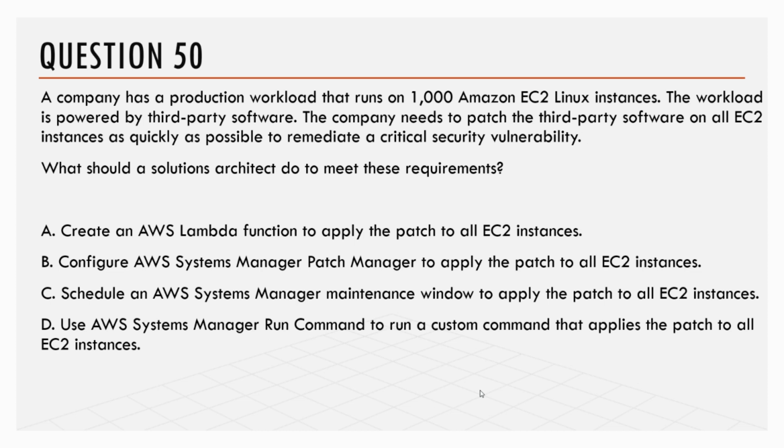And the options are A, create an AWS Lambda function to apply the patch to all EC2 instances. B, configure AWS Systems Manager Patch Manager to apply the patch to all EC2 instances. C, schedule an AWS Systems Manager maintenance window to apply the patch to all EC2 instances. And D is use AWS Systems Manager Run Command to run a custom command that applies the patch to all EC2 instances. And the correct option is D.